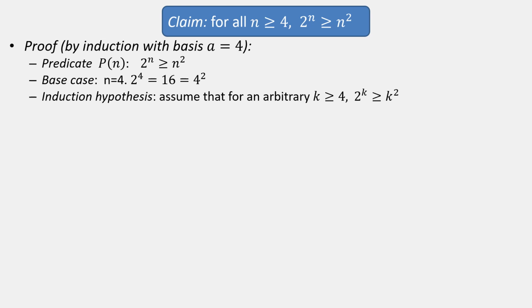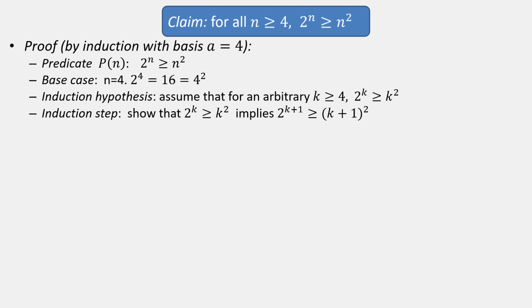For the induction hypothesis, let's assume that for some arbitrary k, which is again greater than or equal to 4, 2 to the k is greater than or equal to k squared. And for the induction step, we will show that P of k implies P of k plus 1. That is, from 2 to the k greater than or equal to k squared, we can derive that 2 to the k plus 1 is greater than or equal to (k plus 1) squared. Once we've done that, we could conclude by induction that for every n greater than or equal to 4, 2 to the n is at least n squared.